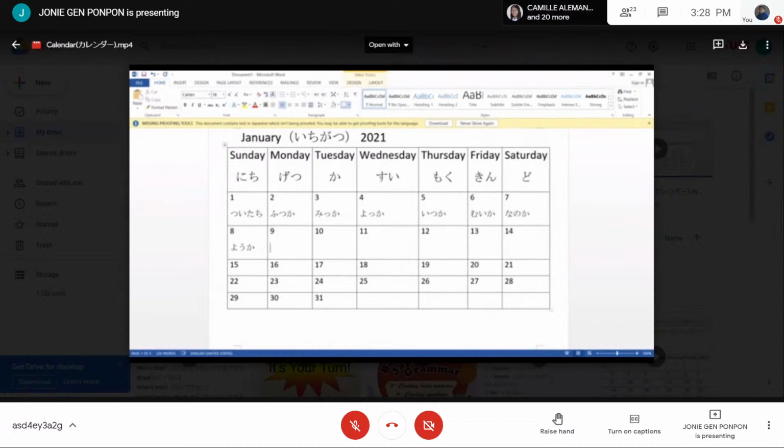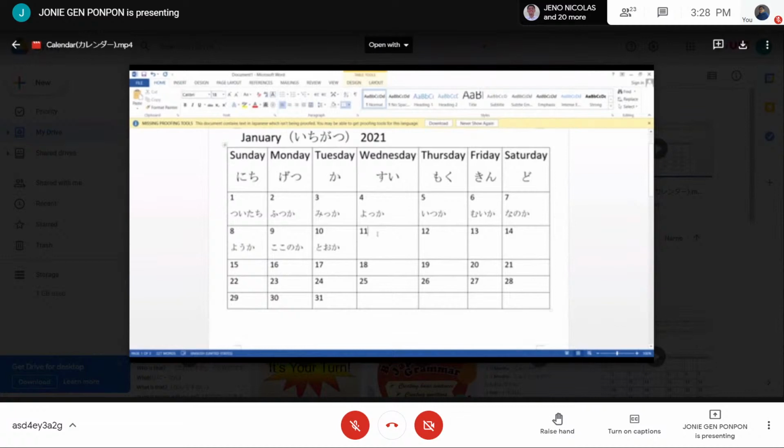And then for the 9, that is Kokonoka. And then for 10, the last one, that is Toka. So those are the exemptions for the dates of the month: the 1 to 10 and also the 1. So let's go to the 11 to 31.